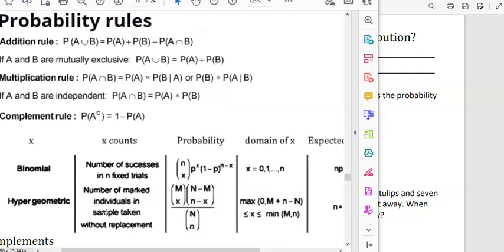We have hypergeometric. The x is going to count the number of marked individuals in a sample taken without replacement. We have the formula: m choose x times N minus m choose n minus x, all over capital N choose lowercase n.